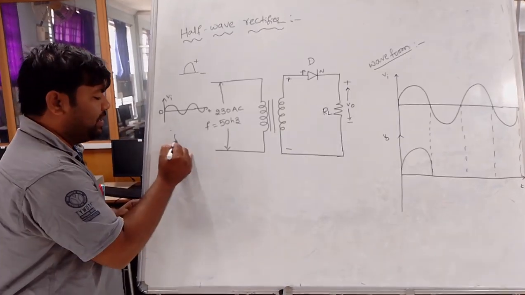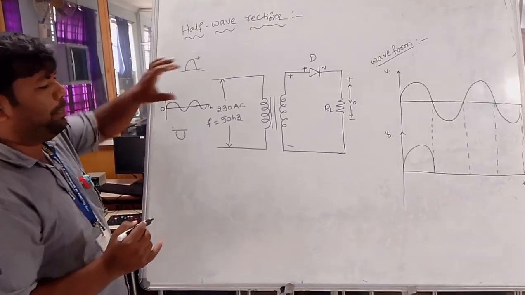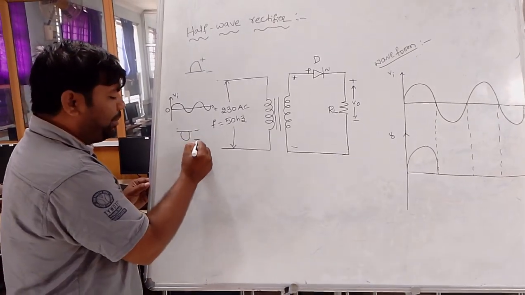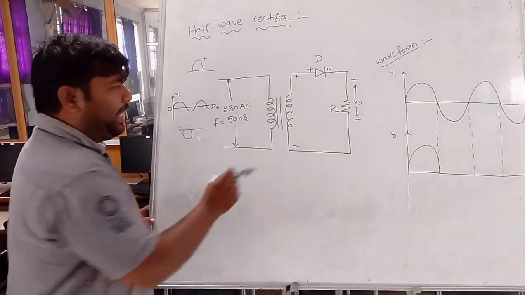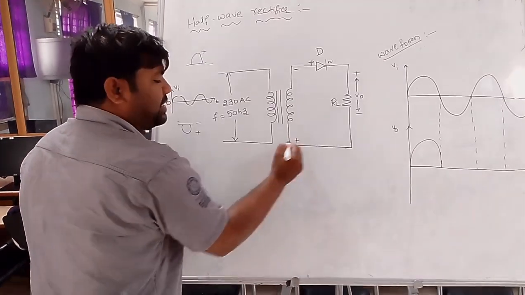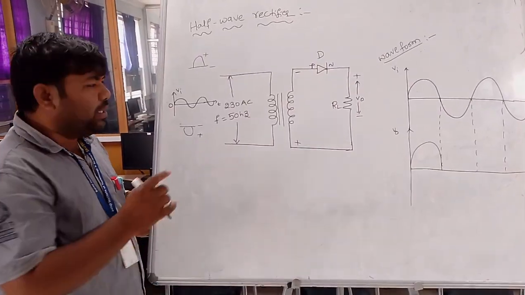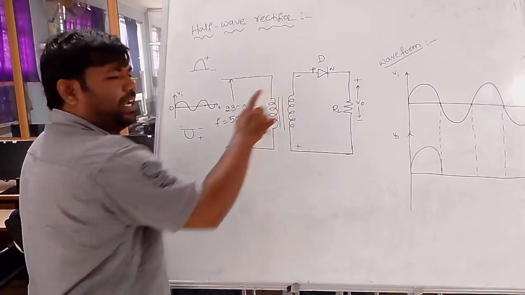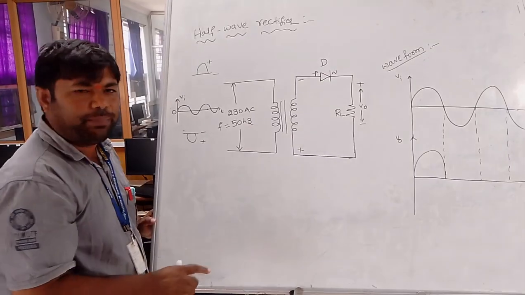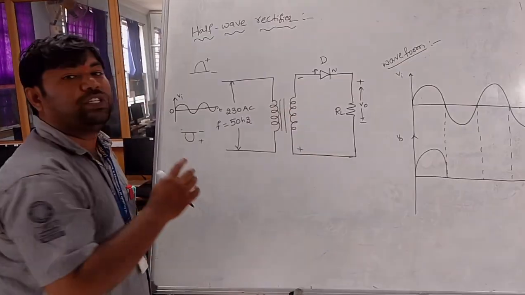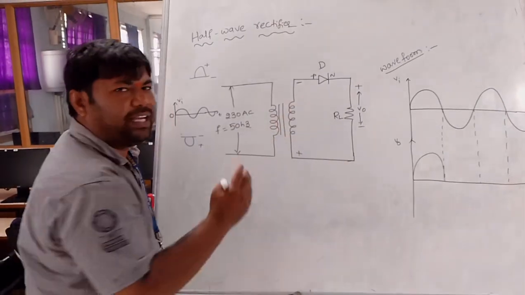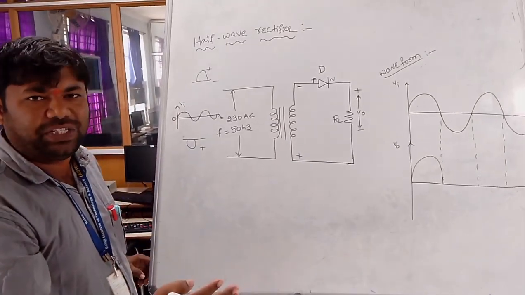Next we apply the negative half of the cycle. I apply the negative half of the cycle to the primary of the transformer, so the polarity is reversed: now this side is negative and this one is positive. The secondary input now has negative polarity, while the diode polarity is positive. That means these two are opposite polarity, so the diode acts in the reverse bias condition.